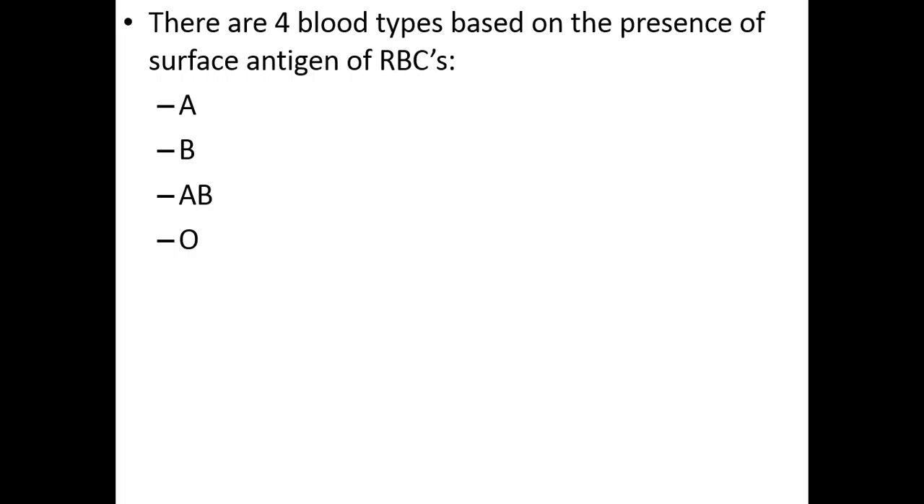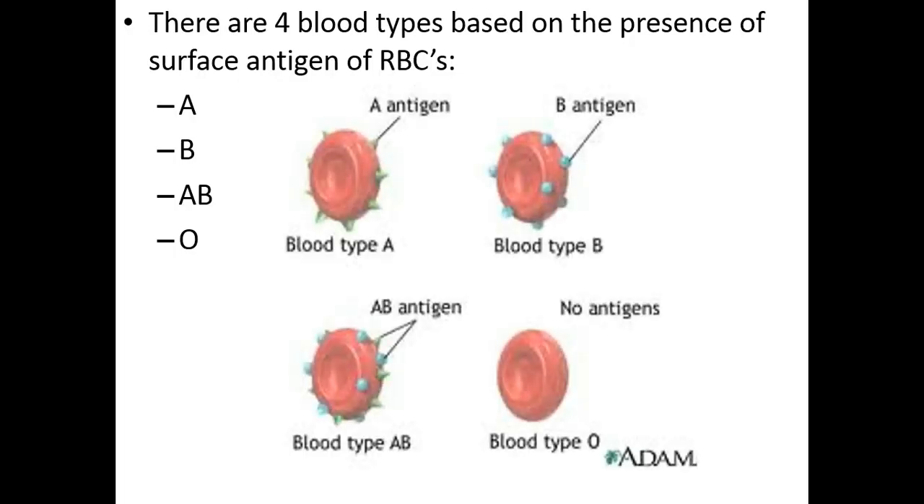So, based on the presence or absence of surface antigens, we have 4 blood types. You have A, which means there are A antigens on the surface of the red blood cell. B, which means there are B antigens on the surface of the red blood cell. AB, which means there's A and B. And O, which means there's absolutely 0 antigens on the surface of the red blood cell.